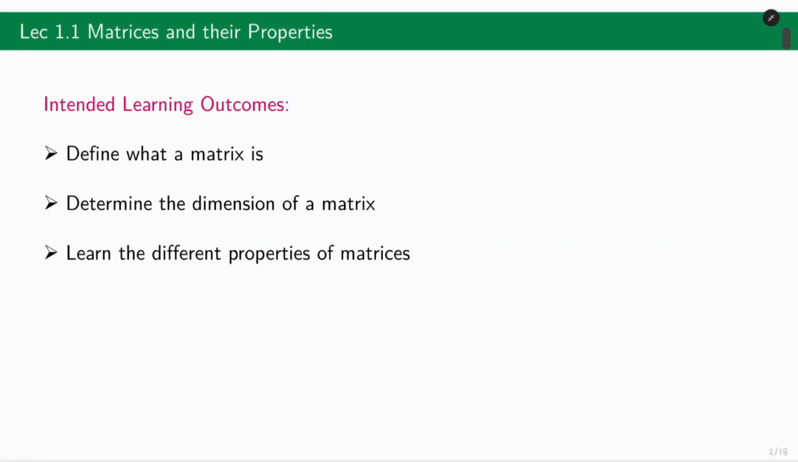By the end of this discussion, you should be able to define what a matrix is, define the dimension of a matrix, and learn the different properties of matrices.